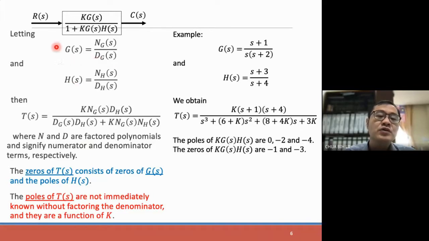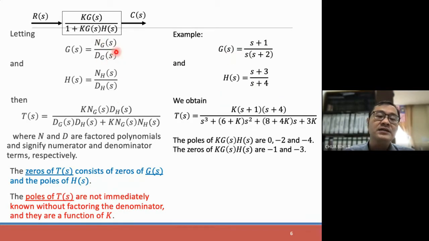The mathematics is quite straightforward. We assume that G is a fraction in the form N over D, numerator and denominator. The same for H, the feedback transfer function: again a fraction of numerator and denominator. For example, you may have G as s plus 1 over s plus 2, and for the feedback, H as s plus 3 over s plus 4. So you can illustrate it directly, which is easier.